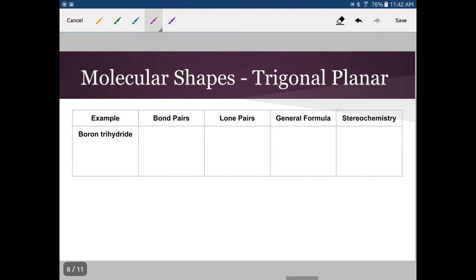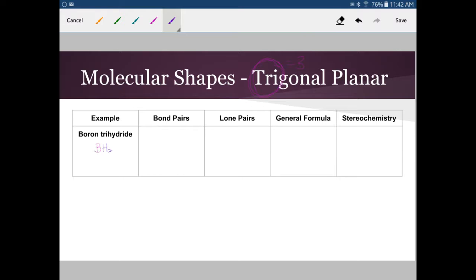Okay, now if I take a look at my next shape, I have my trigonal planar. Notice again, I have this tri meaning 3. So maybe that means 3 central atoms, maybe it means 3 peripheral atoms, maybe it means 3 bonding pairs. We're going to take a look at what that means. So I have boron trihydride. So if I write that out, I have boron trihydride, like so.